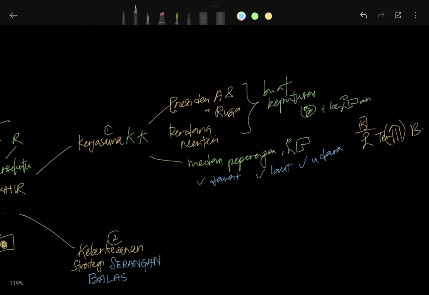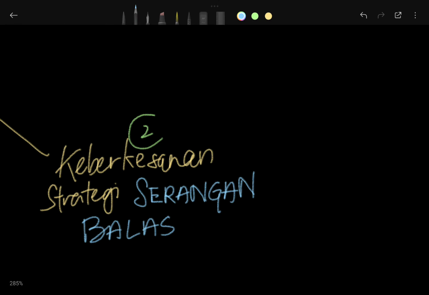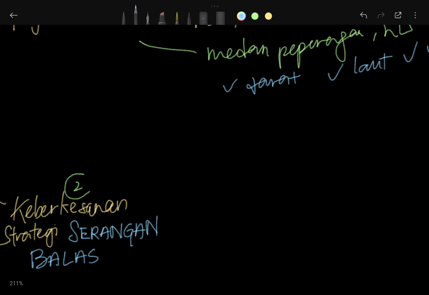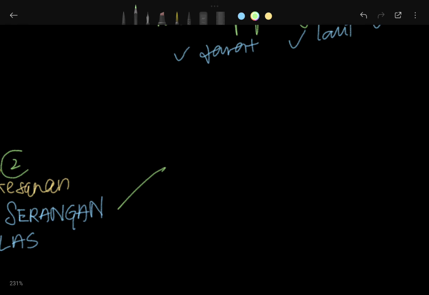Well, what did they exactly do? Keberhasilan strategi serangan balas. Let's talk about what was their very effective strategy. Number one, kegagalan Jerman dalam operasi menawan Rusia. Why did they have the intention to do this? Because German failed to attack Russia.